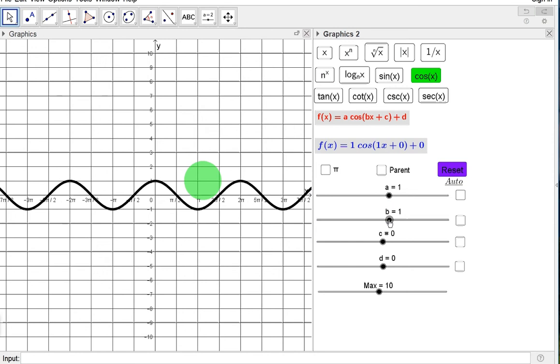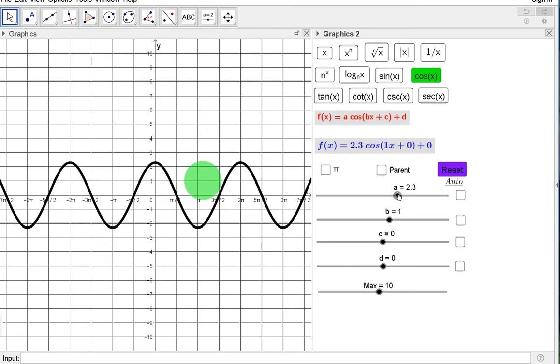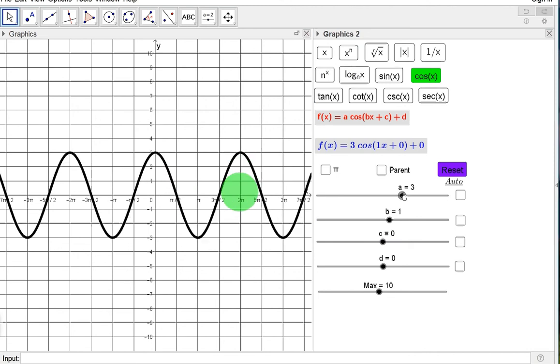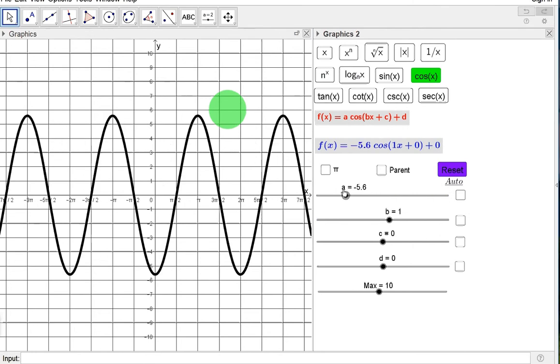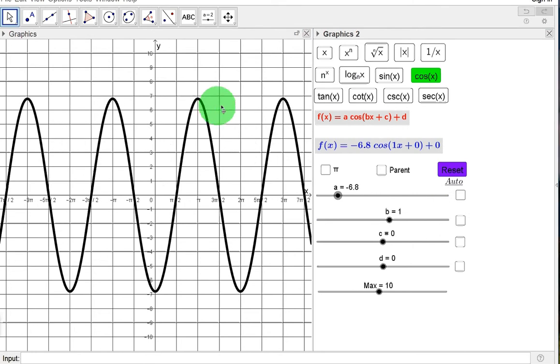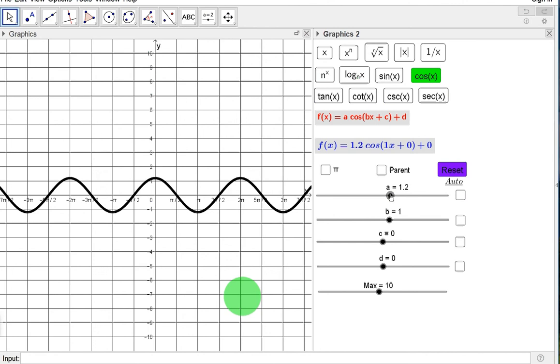But what happens when we change, say, the number in front of cosine? What if we make it 2? Well, if we make it 2, notice it does nothing to the distance between the crests of these waves. It's still 2 pi. If we make it 3, 4, or 5, it does nothing. If we make it negative, it still does nothing. The distance between these is still 2 pi, no matter what, wherever the graph repeats itself. So a has no effect. B does. We've already demonstrated that.